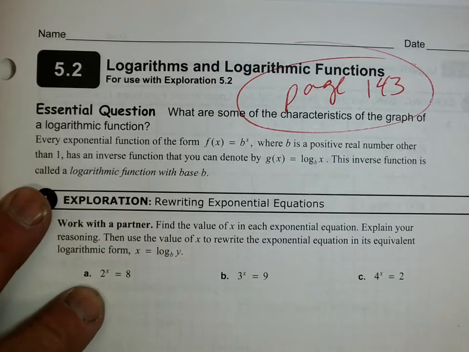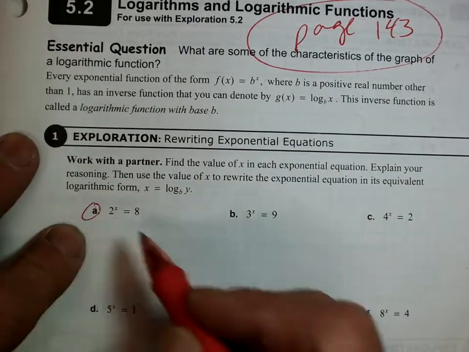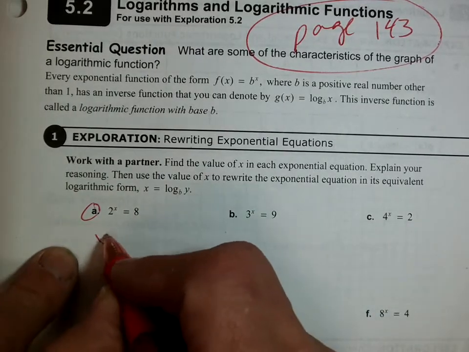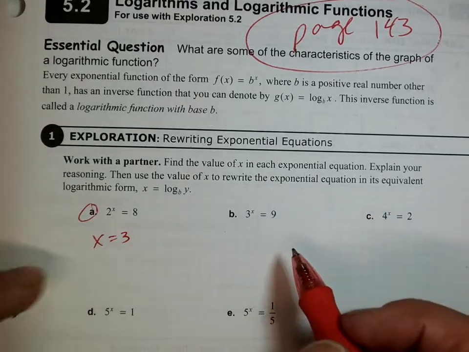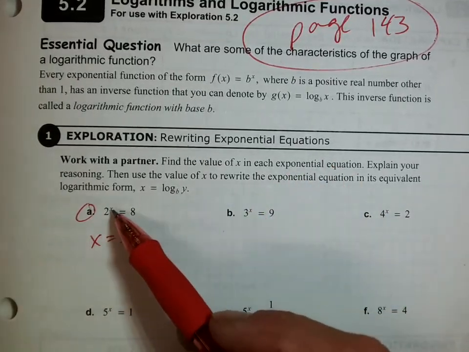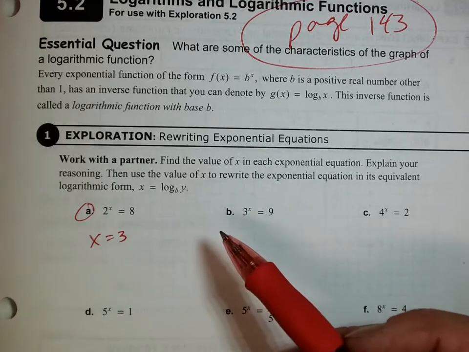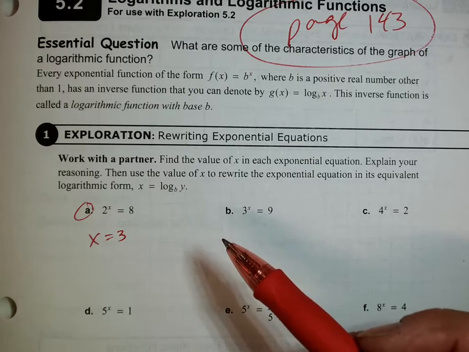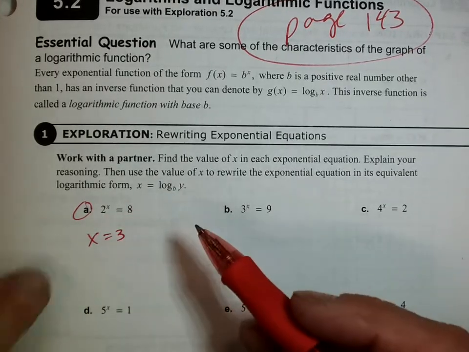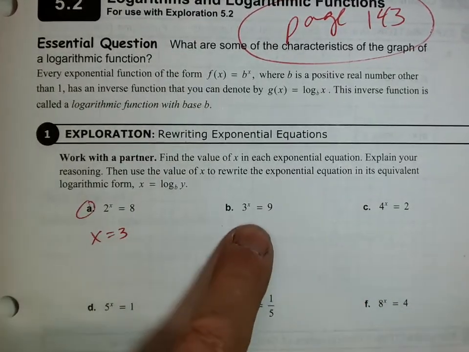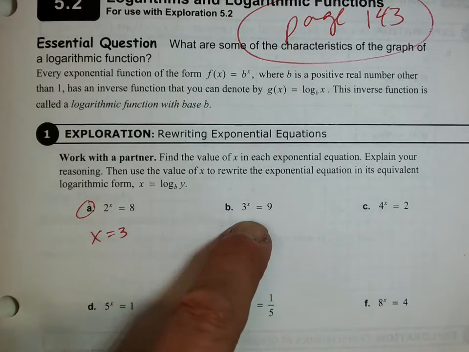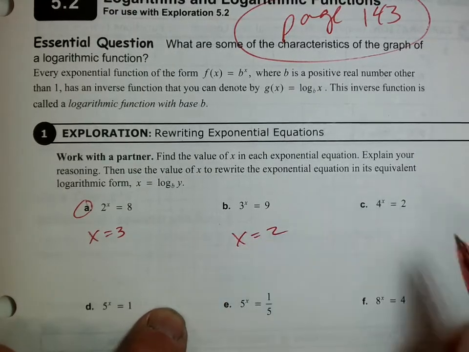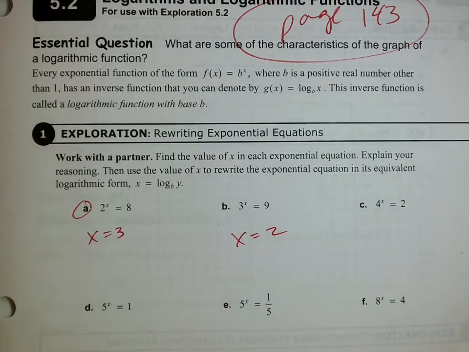Let's do a couple of these. Number A should be really easy. What's x equal? 3. Everybody agree with Emma? Why is it 3, Emma? Because 2 times 2 times 2 is 8. Nice job. All right, Price, how about B? What's the answer to B? 2. Everybody agree? X equals 2, because 3 squared equals 9.